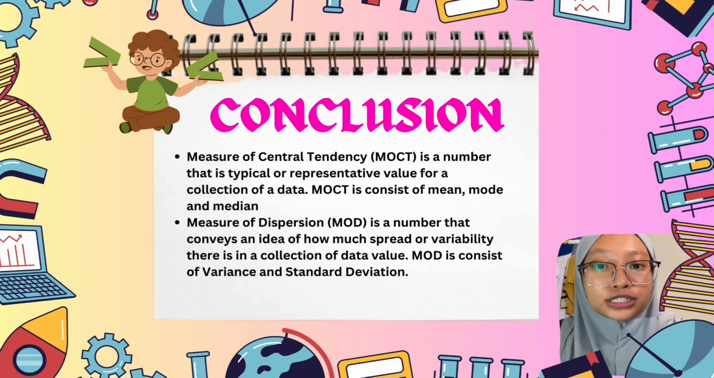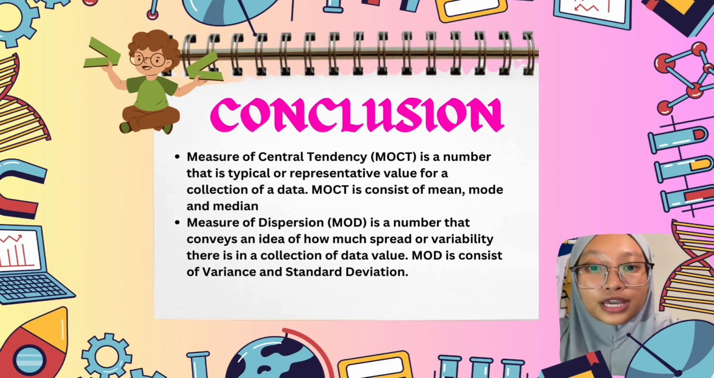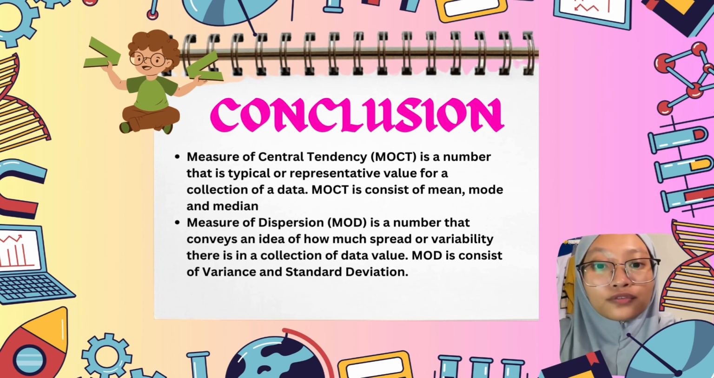Other than that, measure of dispersion, MOD, is a number that conveys an idea of how much spread or variability there is in a collection of data values. MOD consists of variance and standard deviation. Variance is the mathematical expectation of the average squared deviations from the mean, which measures how the values fluctuate around the mean. Standard deviation is the square root of the sample variance.